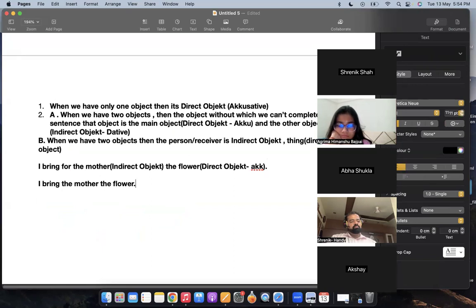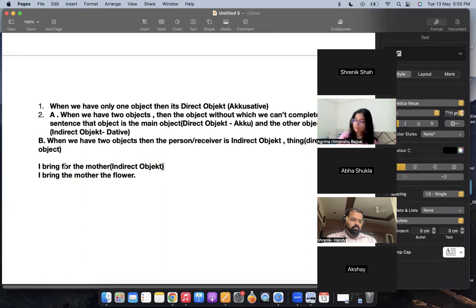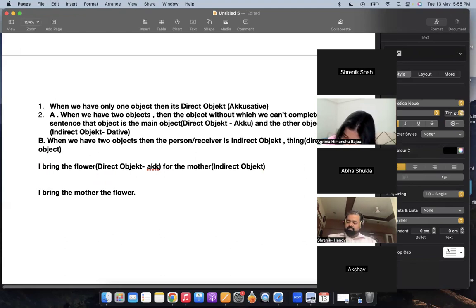So, I bring the mother the flower. We don't say these kinds of sentences in English. Normally, we use a preposition: for the mother, to the brother, whatever it is. But in German, this is a sentence. What is the difference between this sentence and the above sentence? The only difference is that we don't have a preposition here. The above sentence is the right sequence: I bring the flower for the mother. Normally when we speak in English, we say it like this.